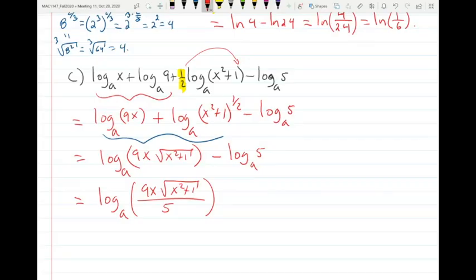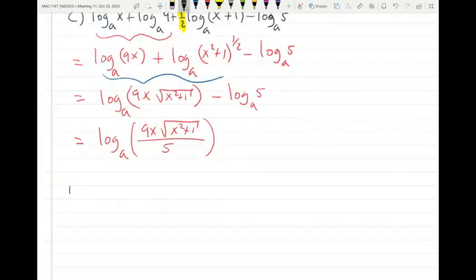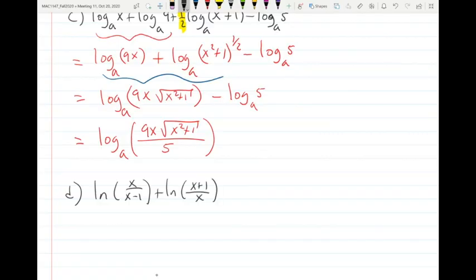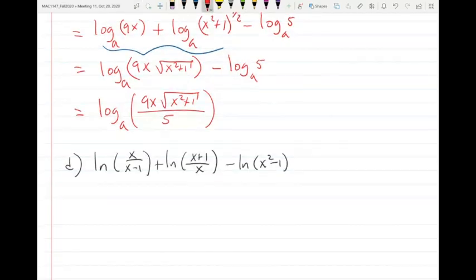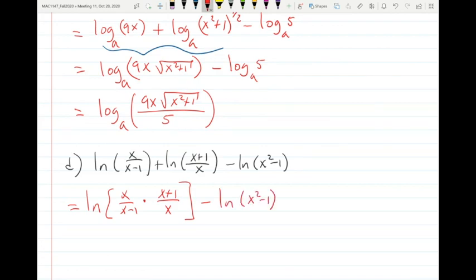Right, let me do a couple more. How about this guy? So ln of x over x minus 1, plus ln of x plus 1 over x, minus ln of x squared minus 1. Let's say that we wanted to do this one. But again, we do the same thing. So what is this? This would be ln of x over x minus 1 times x plus 1 over x. Then we have minus ln of x squared minus 1.